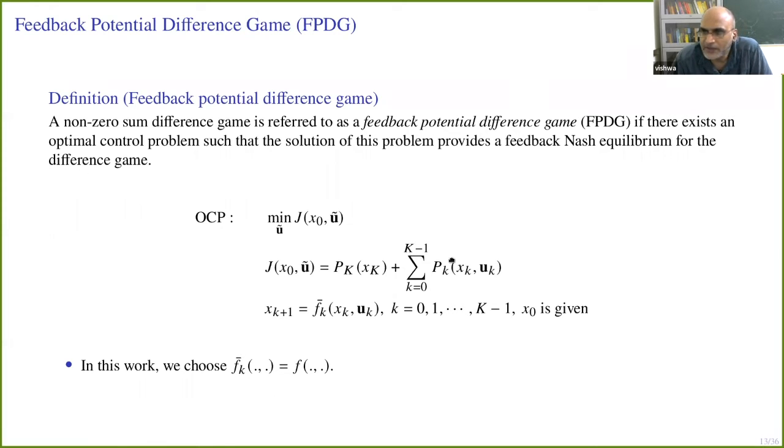Here, since it's an inverse problem, we could have different cost functions of the OCP, optimal control problem, and the dynamics also can be different. But in this work, we choose the dynamics to be the same as the dynamics in the game. But in fact, it can be different as well.